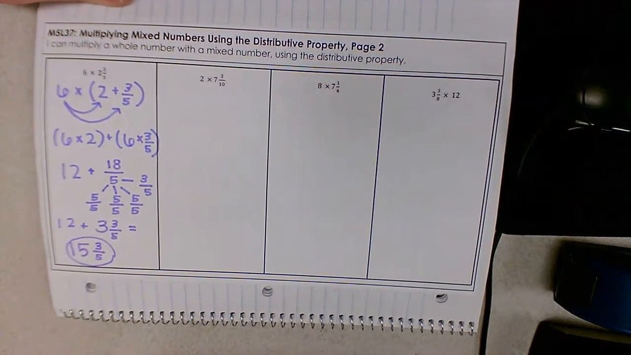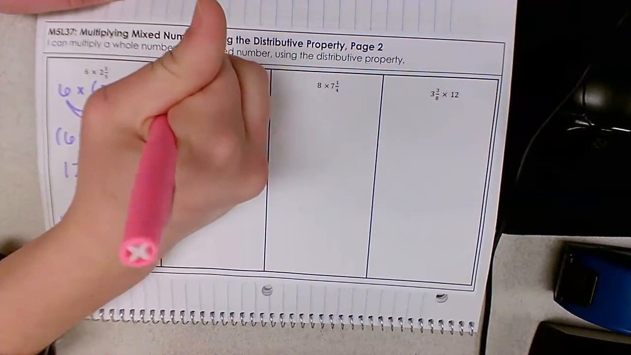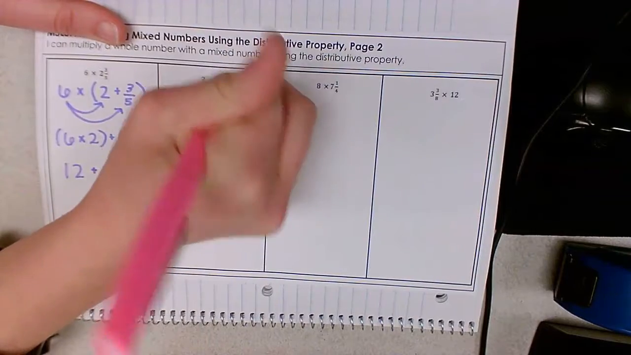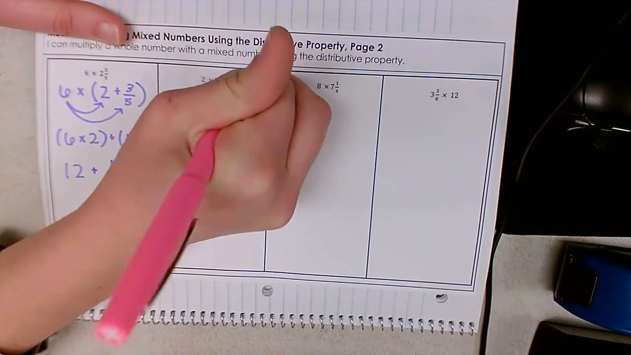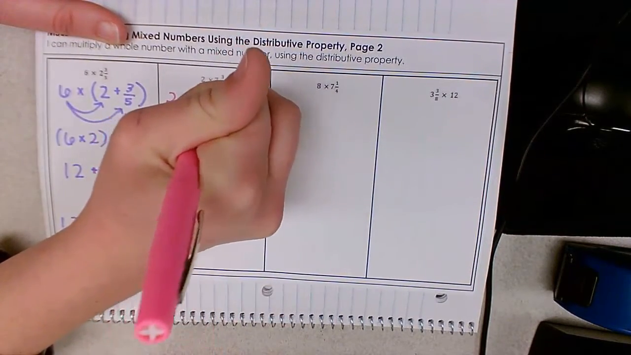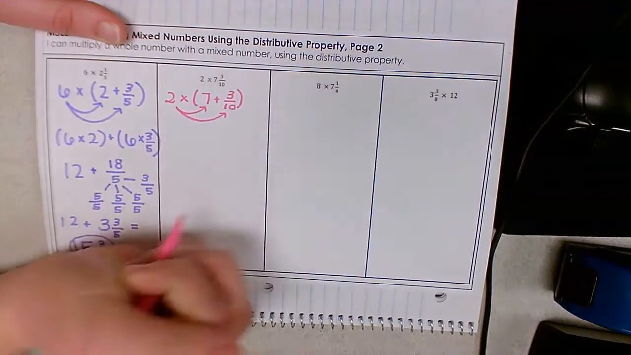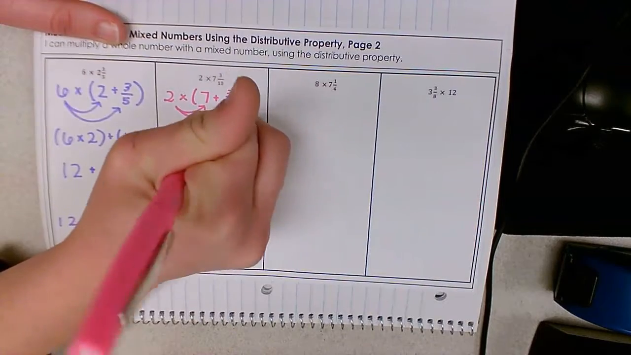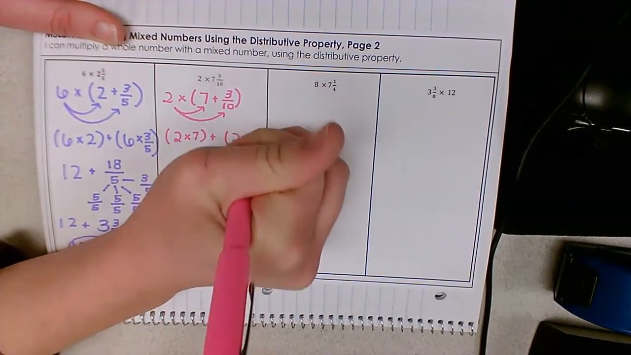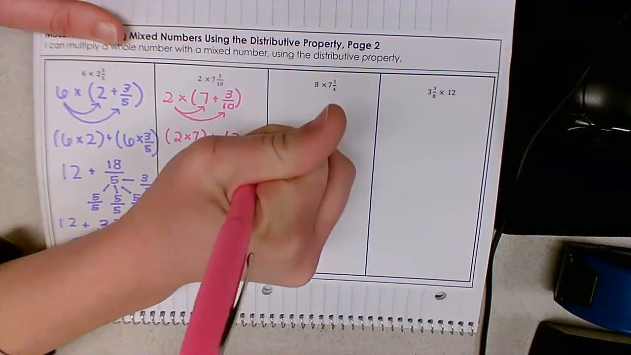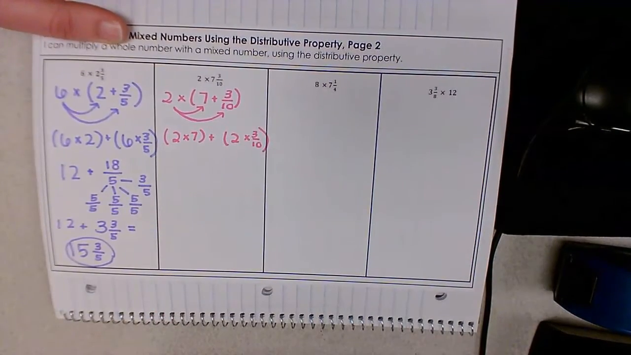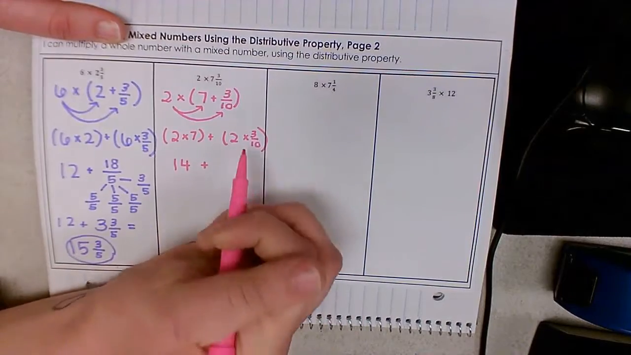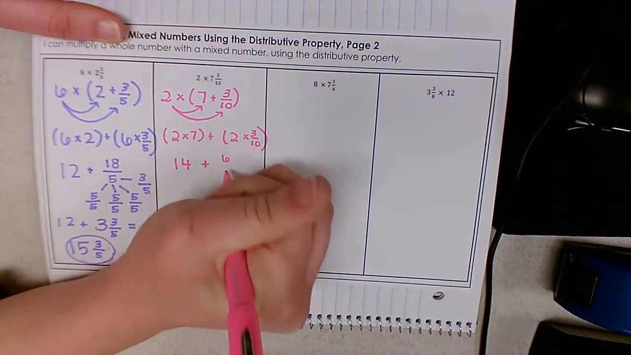2 times 7 3/10. First, I'm going to decompose my 7 3/10 into 7 plus 3/10. That means now I can distribute my times 2 to both my whole number and my fraction. 2 times 7 plus 2 times 3/10. 2 times 7 equals 14, plus 2 times 3 is 6, and we're going to keep our tenths.